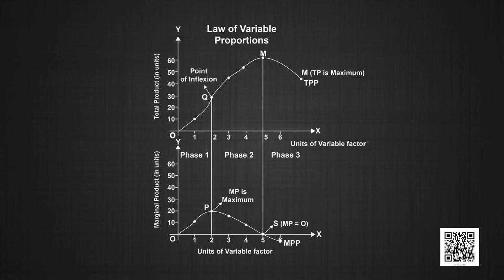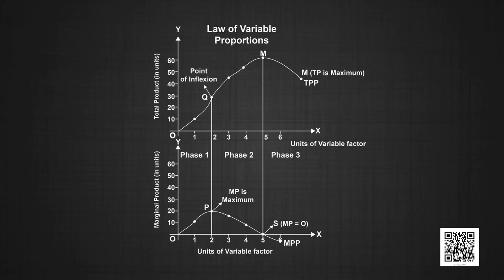As a result, efficiency in the production process increases. TPP starts increasing and it increases at an increasing rate. This stage continues till the level where the fixed inputs are utilized to their utmost efficiency. That is, the level where the marginal physical product becomes maximum. In the diagram on the screen, you can see that this will happen till the second unit of variable factors employed.